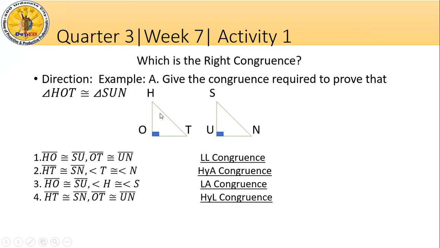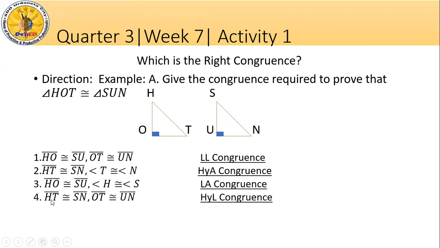Number 3, HO again is congruent to SU. Angle H is congruent to angle S. HO and SU are the legs. Angle H and angle S are angles. Therefore, triangle HOT is congruent to triangle SUN by LA congruence, leg-angle.